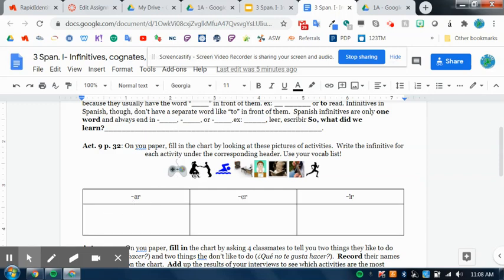Pause here. Go ahead and do that with bailar, nadar. What is this? Ver. This one can be leer. No, this one's leer. This one's escribir, tocar, and correr. Pause here. Come back. Okay, so for bailar, we should have AR. Nadar, AR. Ver, ER. Escribir, IR. Leer, ER. Tocar, AR. And correr, ER.